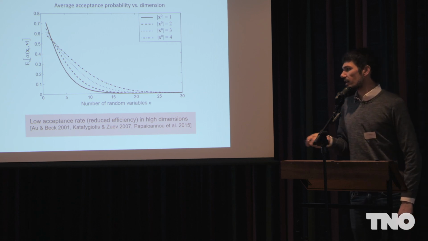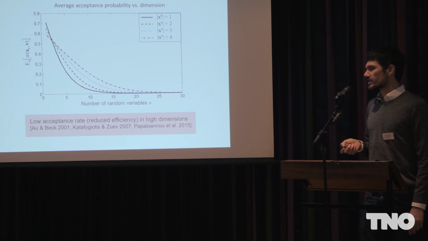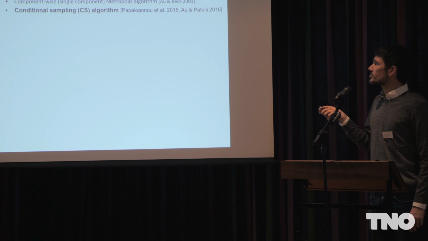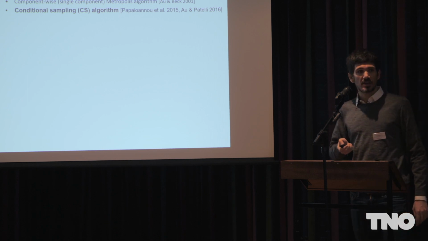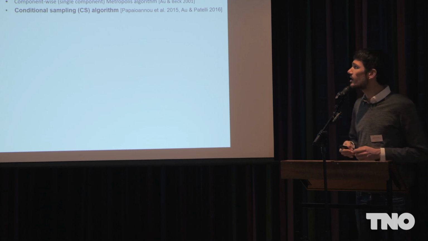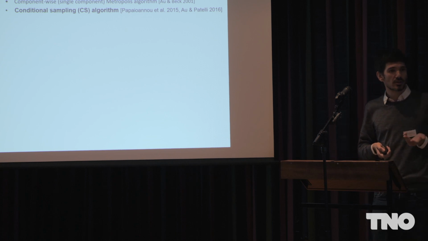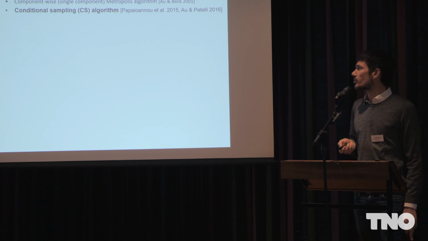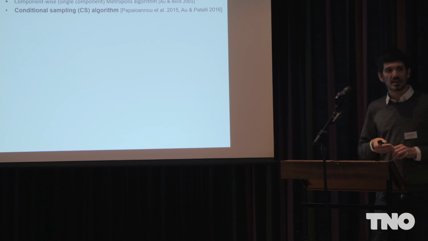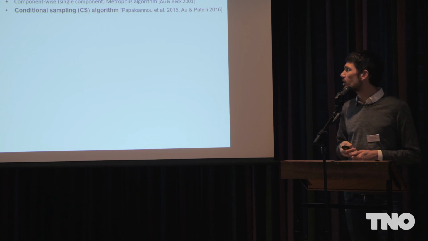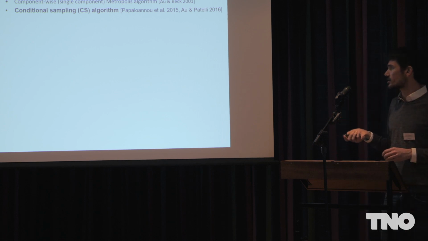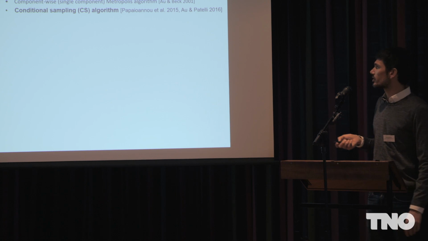Okay, this has been discussed in several references. So there are a couple of ways to deal with this issue. There are two algorithms that I believe work more or less equivalently well. One is the component-wise or single component Metropolis algorithm, which is the algorithm that was originally proposed for use within subset simulation. And the other one is the conditional sampling algorithm, which is, let's say, an algorithm that works particularly well in high dimension and has a much simpler implementation than the single component Metropolis-Hastings algorithm. I will shortly discuss this algorithm.